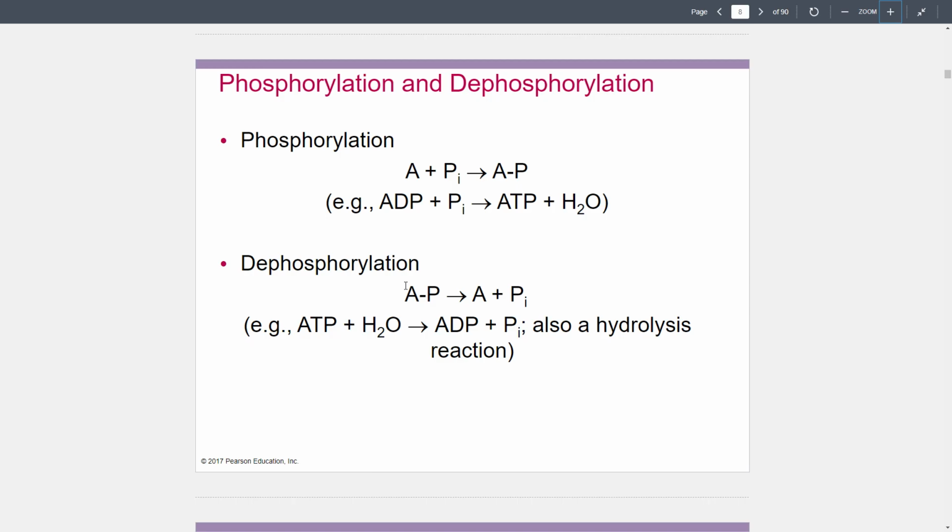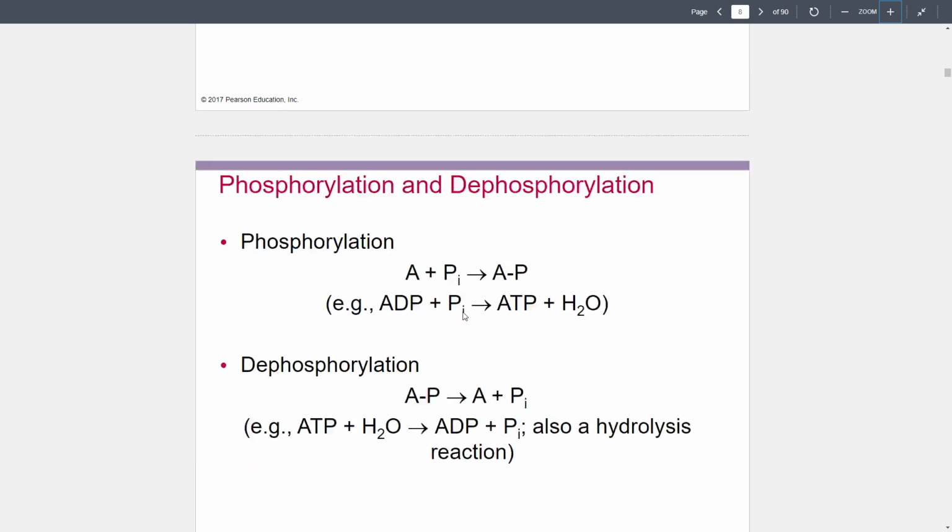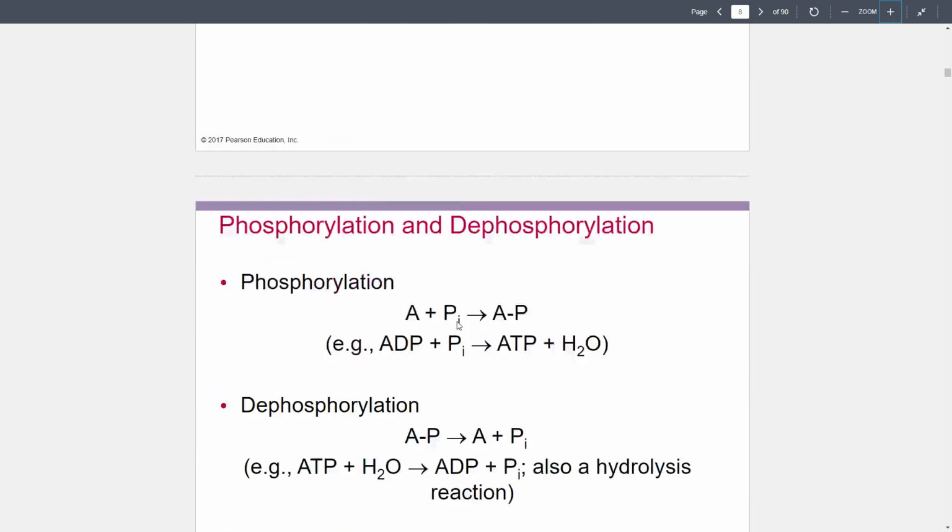I insert a water into the bond, breaking off a phosphate, and I end up with an ADP and a phosphate group. So phosphorylation is a condensation, dephosphorylation is a hydrolysis.